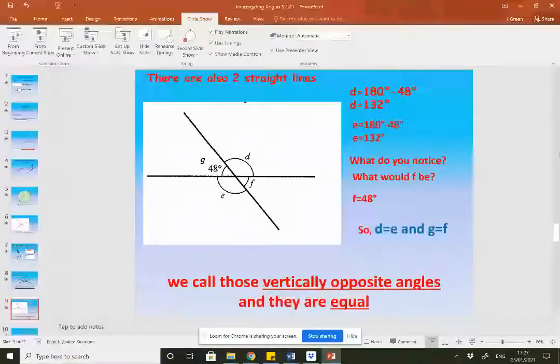Now, what's really good here is if we're in year 6, this is very advanced even for year 6, but if we're getting ready for year 7, year 8, year 9, we can actually work out the angles D and E because we know G is 48 and we know F is 48. And because we really like maths, we know 48 add 48 is 96. So we know that we've got half of the angles which make 96.